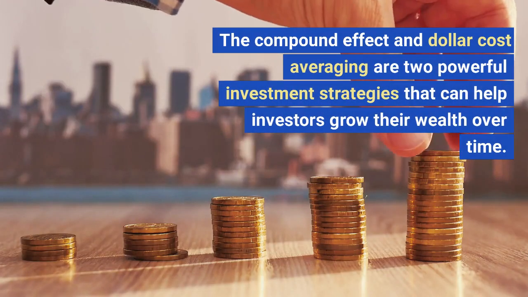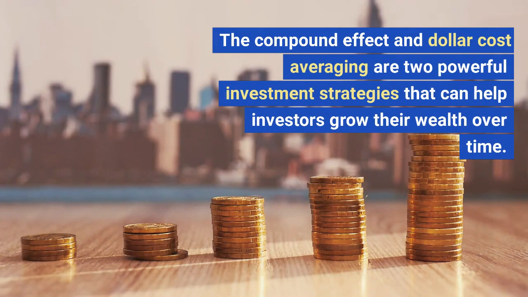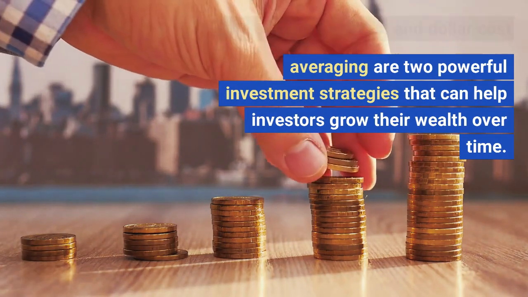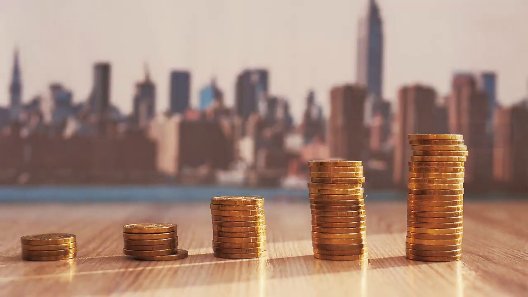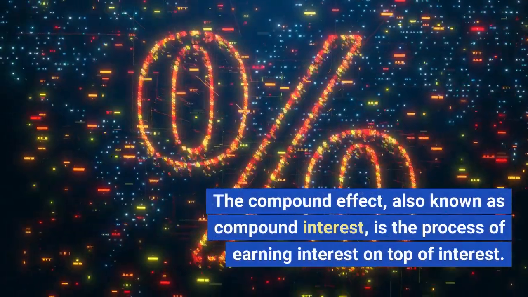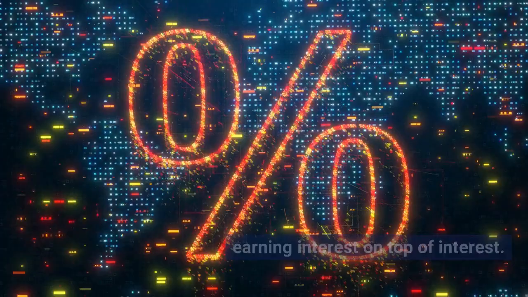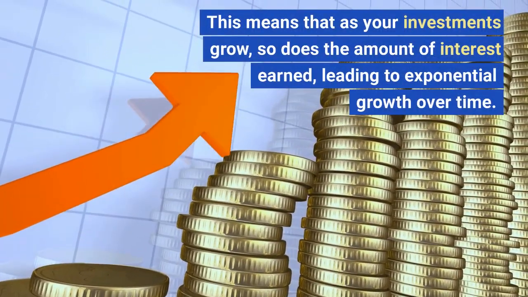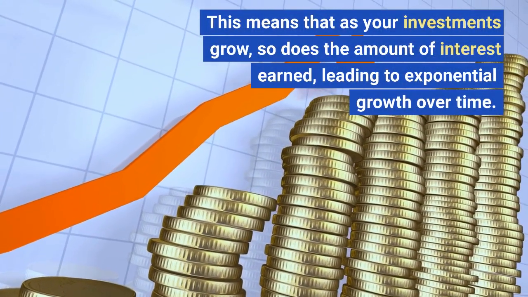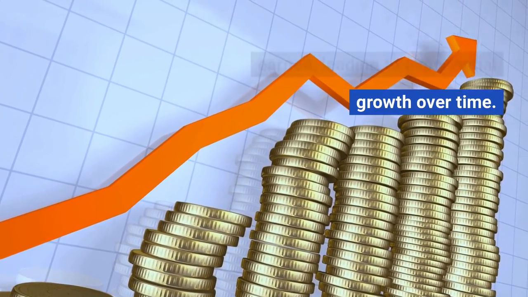The compound effect and dollar cost averaging are two powerful investment strategies that can help investors grow their wealth over time. The compound effect, also known as compound interest, is the process of earning interest on top of interest. This means that as your investments grow, so does the amount of interest earned, leading to exponential growth over time.